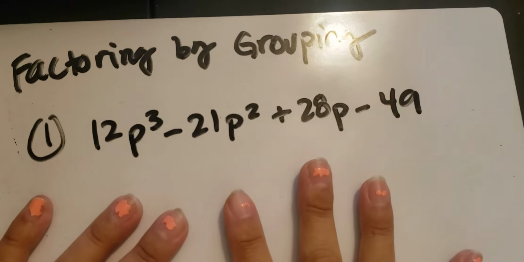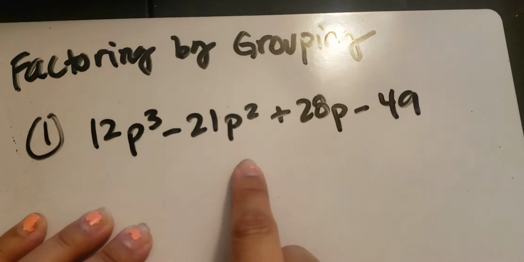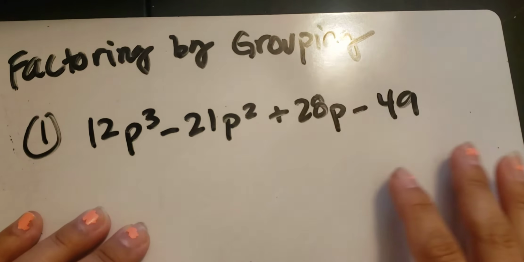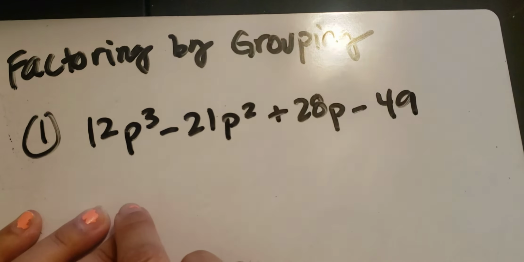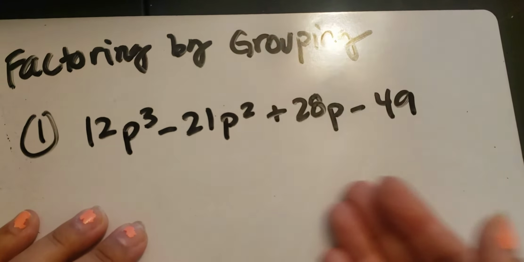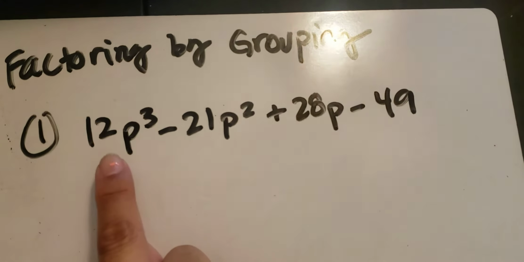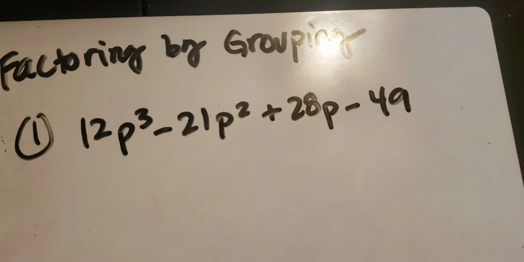Okay, so the example that I'm going to show you is 12p to the third minus 21p squared plus 28p minus 49. Now, this is not a quadratic because our leading term has a cube, okay? This is not the difference of perfect squares. This is not a trinomial, none of that. So this is something new. Instead, if you notice, we have 1, 2, 3, 4 terms. So if you ever wonder, when do we use factoring by grouping?